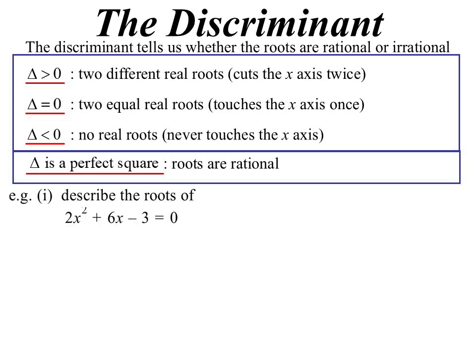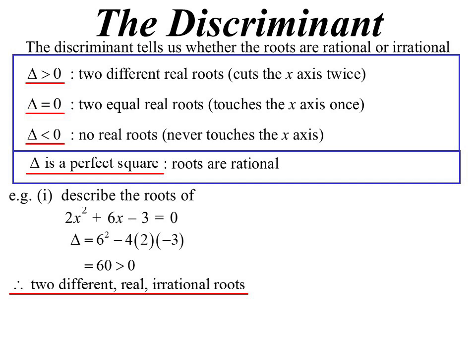So we're going to describe the roots of this equation. Well, the discriminant is 60 and that's a positive number. So what are all the things I can tell from that? I know they're going to be different, I know they're going to be real, but I also know they're going to be irrational because I can't find the square root of 60. So I've got two different real irrational roots.